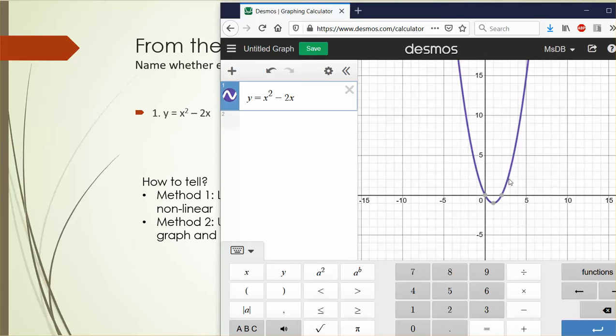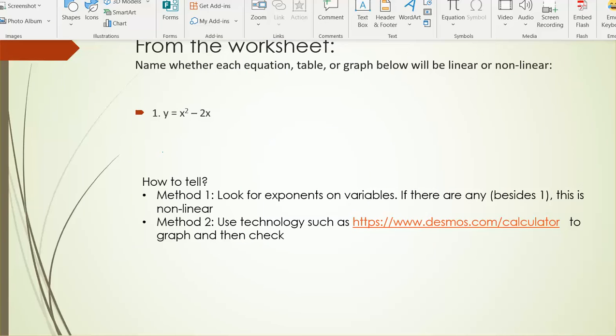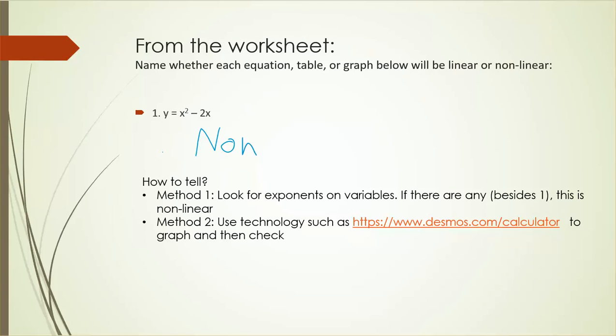I can see from the graph that this is not a straight line. So either from graphing or from looking at the exponents, I can tell that this is a non-linear equation. So then we would write non-linear for answer for number 1. So do that on your worksheet, pause the video, and when you're done with it, start the video up again and we'll look at another problem.